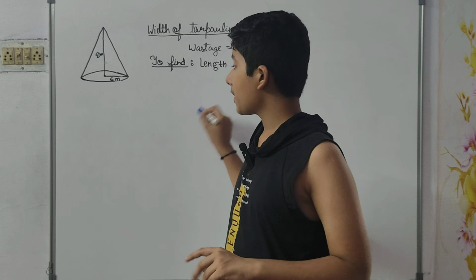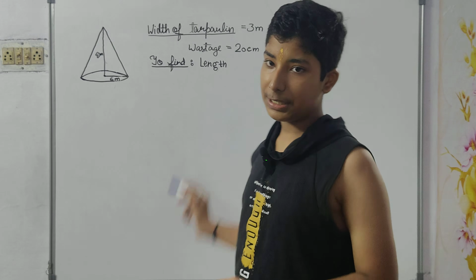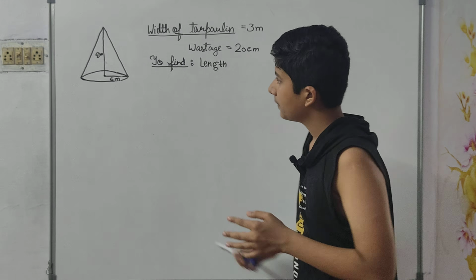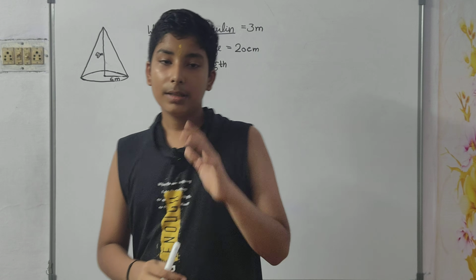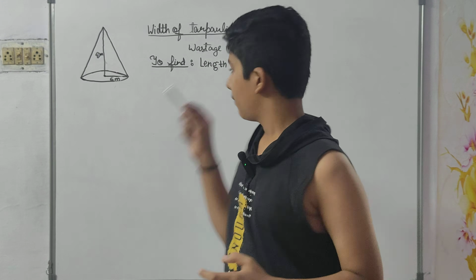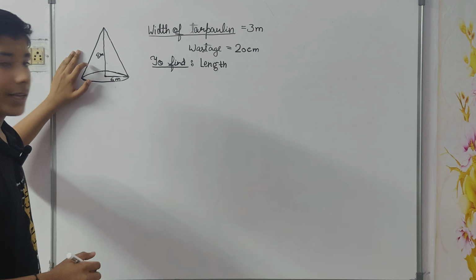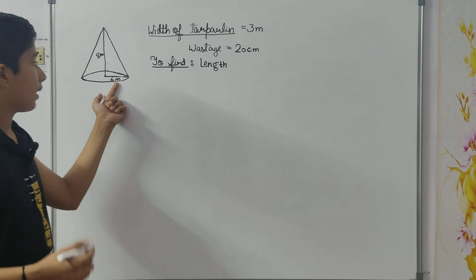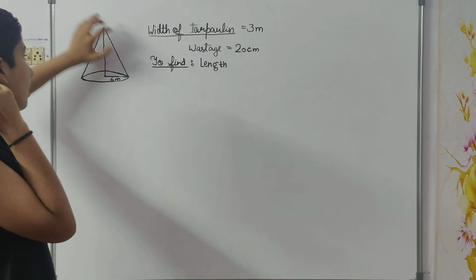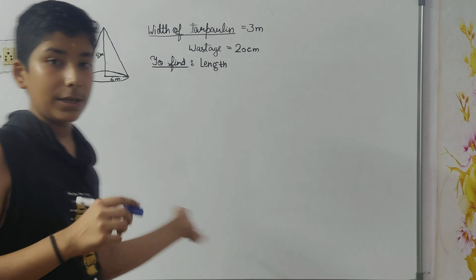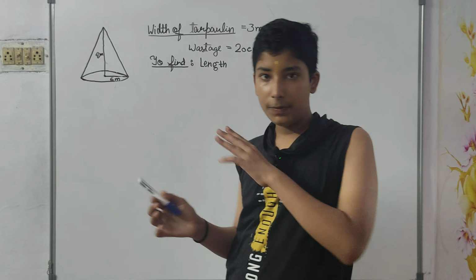When it was rectangle in shape, its width was 3 meters, and we have to find out the length. When it has been made into a tent, it has a conical shape. Conical shape means the shape of a cone. The height of the tent is 8 meter, the radius is 6 meter, and we have to find the area of this tarpaulin, and we can relate it with the width and length of the tarpaulin.